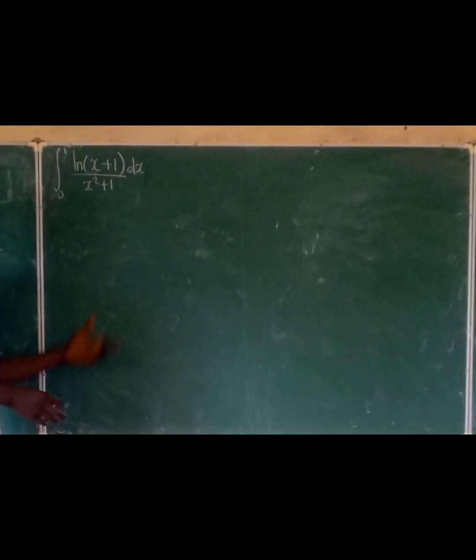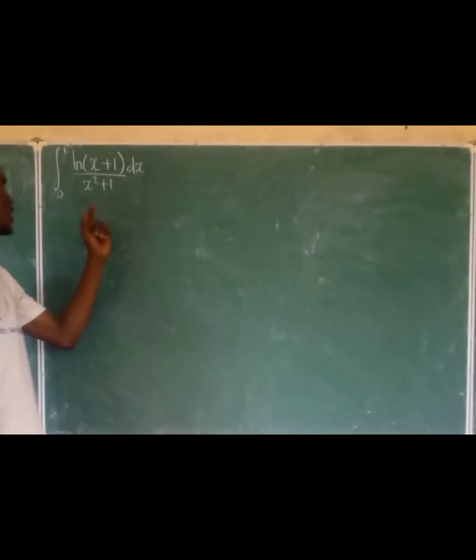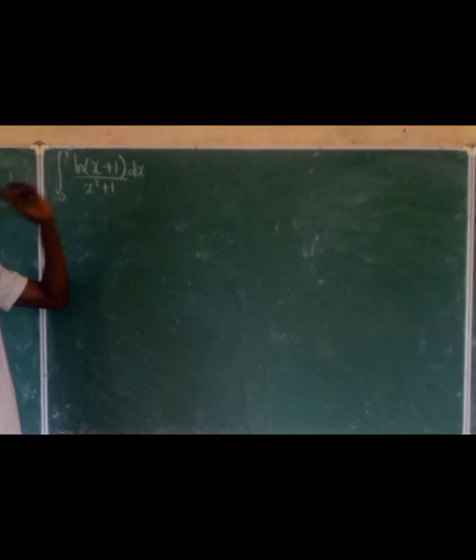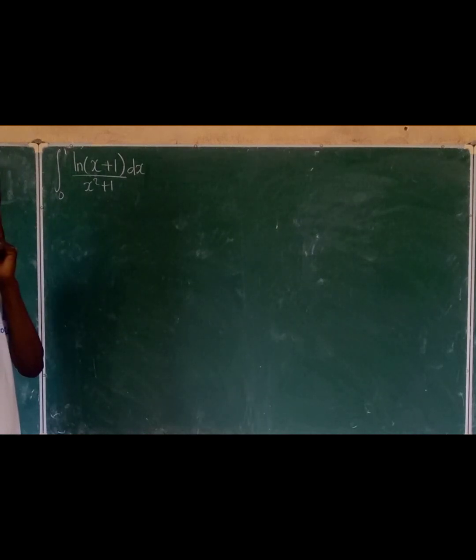So I want us to evaluate this integral, and from the look of things, if I think about the methods of integration that I know, I see that clearly I cannot use partial fractions to solve this integral. Likewise, I cannot use substitution. I cannot use integration by parts. So those methods seem not to be working. So what's the way out? What exactly is the way out?